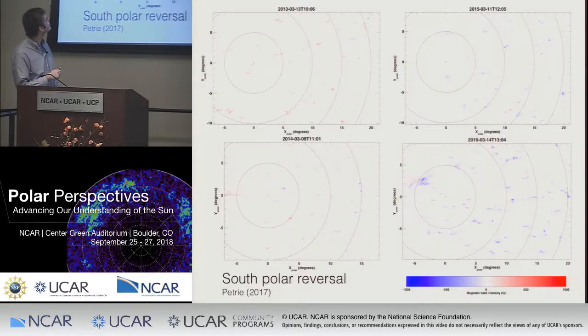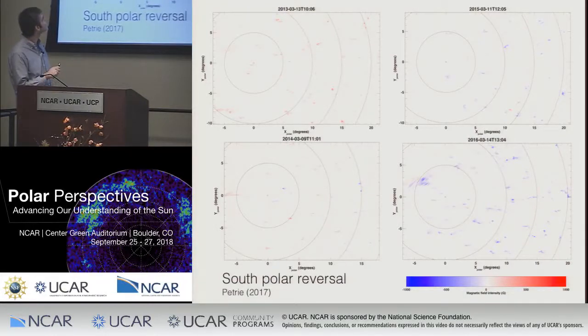2013, 2014, 2015, 2016, March of each of these years. The resolution might be suffering here, unfortunately. There's a bit of dynamics as well. But I hope you can see that, and here's the scale here. We've got kilogauss fields. Blue is negative, red positive.